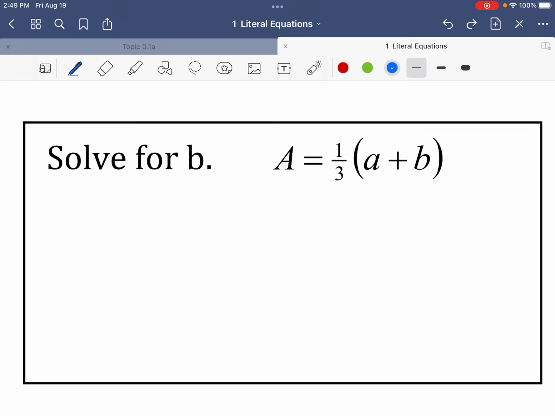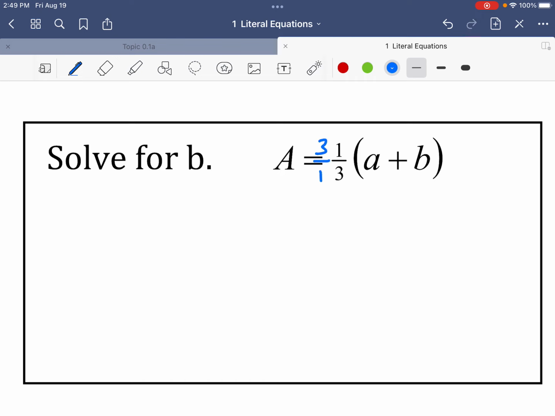And I will hear students say that they might choose to distribute the 1/3. It's not wrong, but what that does is put an extra fraction with the letter b. We want the letter b to be by itself, so instead of bringing that 1/3 over with the letter b, why don't we do the opposite of 1/3, which would be 3, or 3 over 1.